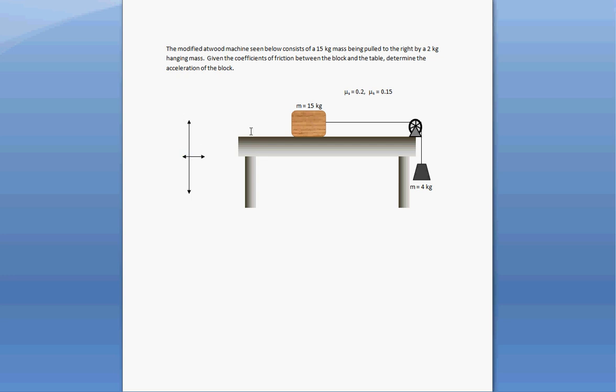So the top force is the normal force. The bottom force, a little shorter, is the force of gravity. The force to the right, we're just going to call that force. That's the force of the hanging mass pulling the block to the right. And the force to the left is the force of friction.